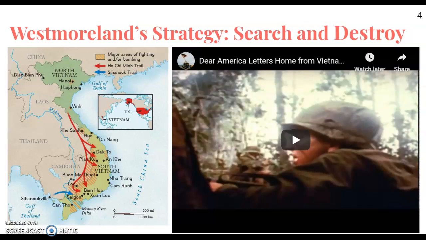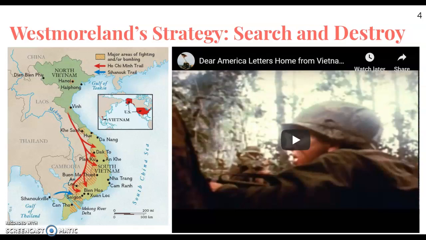Our new strategy is going to be using a relatively new military technology, the helicopter. Shortly before this time, a lot of the old cavalry units of the Army, units that used to be on horseback, were transitioned into what we called air cavalry units.